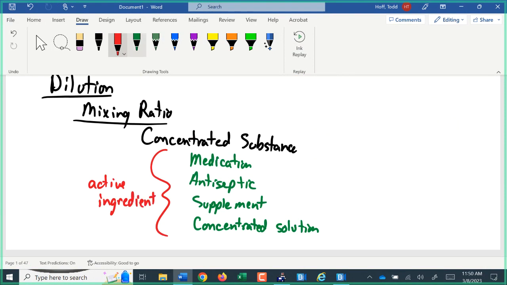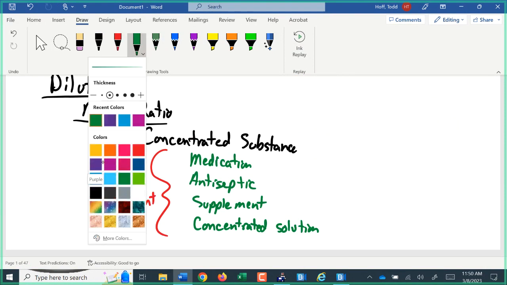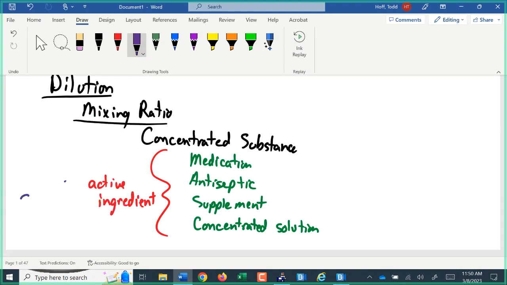And I mentioned this word before. The word we're going to use to describe these, for the rest of this class, is serum. So when I use the term serum, just as a generic term, it could be a medication, an antiseptic, a supplement, a vitamin, or just even the more concentrated form of a solution before we dilute it. So the purpose of a dilution is to reduce the concentration, either taking it from a pure substance down to a diluted substance, or a concentrated solution to a less concentrated solution.